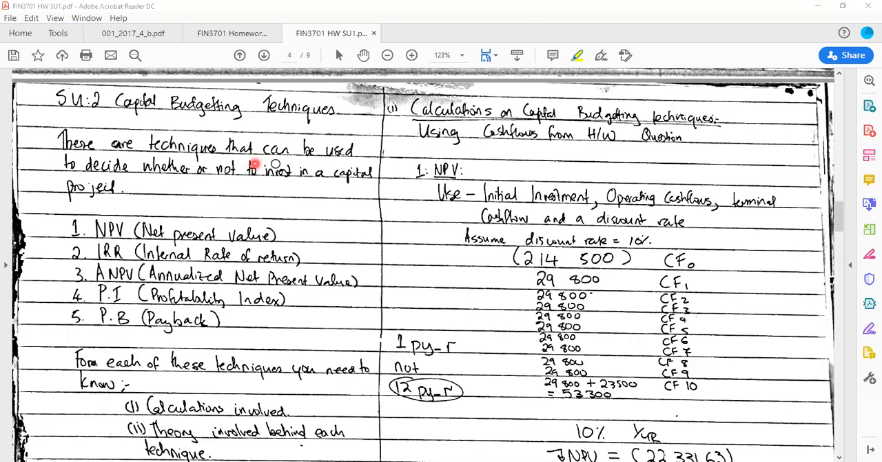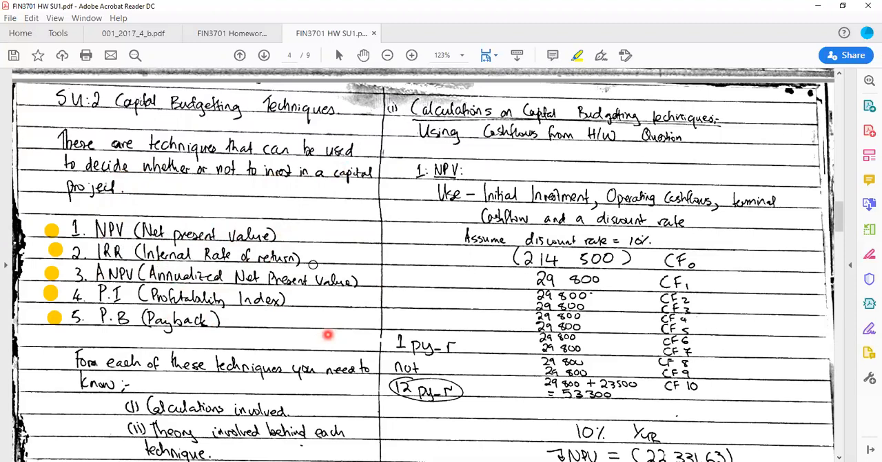Capital budgeting techniques are techniques that can be used to decide whether or not to invest in a capital project. Once you've calculated your initial investment, the operating cash flows, and the terminal cash flow, you now have to use one of these 6 techniques to decide whether or not to invest in a capital project. I'm going to take you through how to calculate each of these techniques, and in the next video, I'll take you through the theory associated with them.